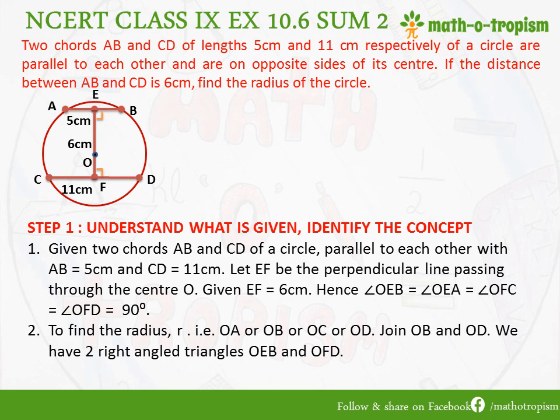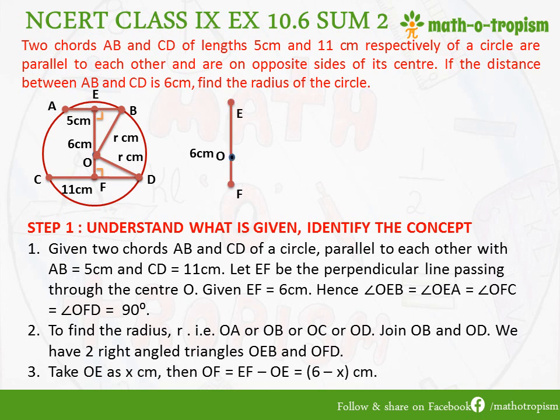So we will first join only OB and OD. Then we can see that we are forming two right-angled triangles OEB and OFD. Now let us take OE as x centimeters. If OE is x, then the total length EF minus OE will give OF, which is 6 minus x. So my OF is 6 minus x centimeters. We need this because we have two right-angled triangles and we will need OF and OE. That's why I am taking these lengths.